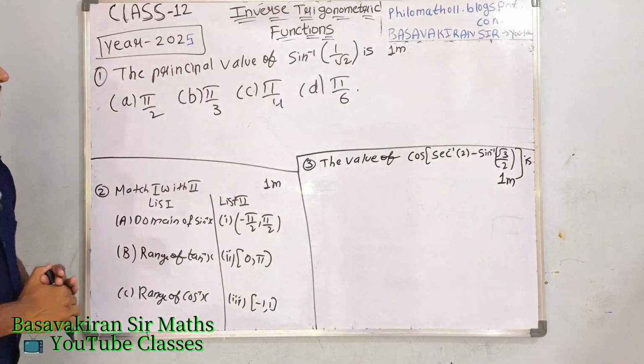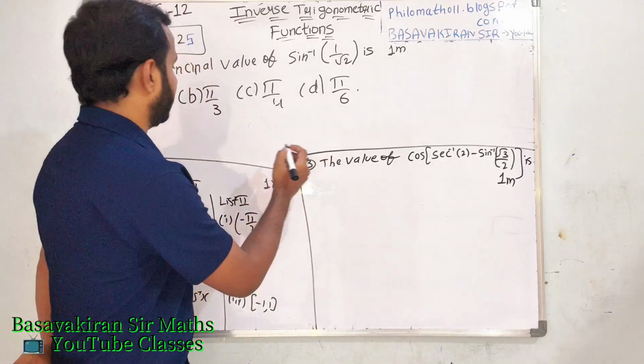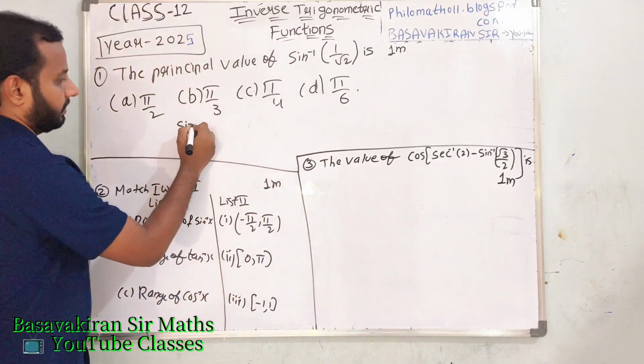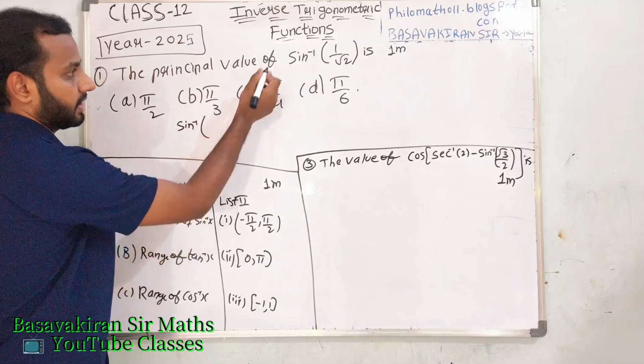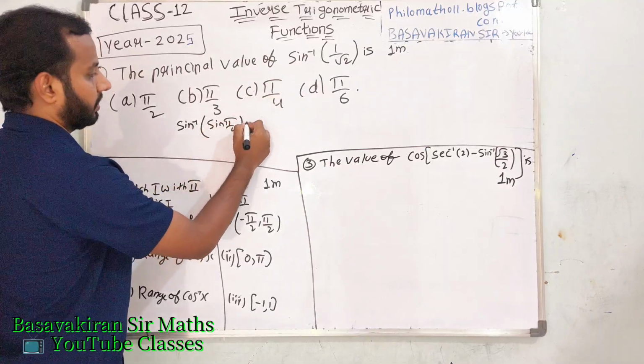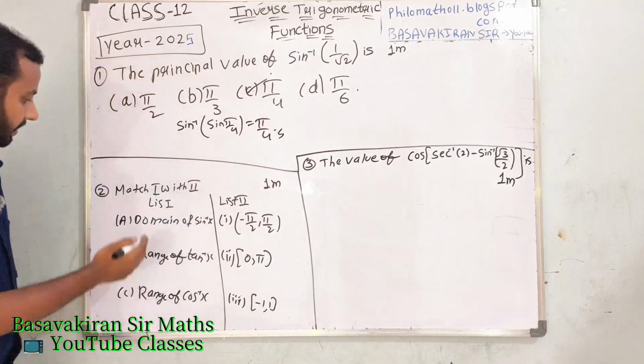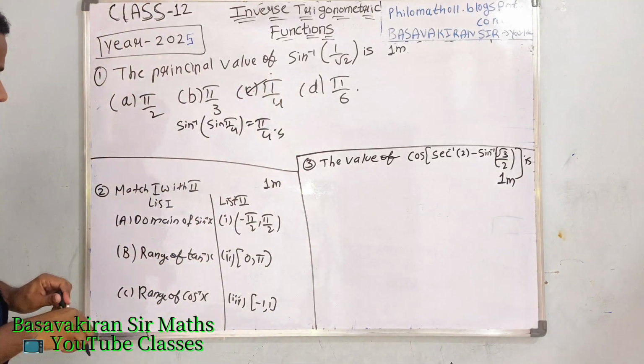The principal value of sin inverse of 1 by root 2. Now we need to find the principal value of sin inverse of 1 by root 2. That is sin inverse of sin ... when is it 1 by root 2? Sin pi by 4 is 1 by root 2. So the answer will be pi by 4. Right?